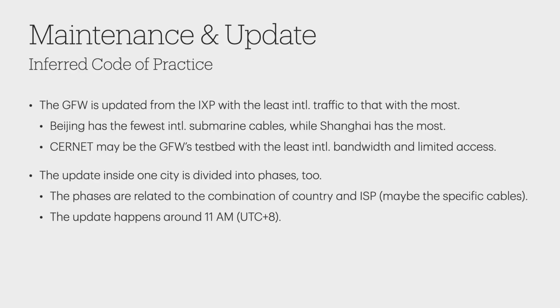From this process, we can infer how the Great Firewall performs maintenance. Firstly, the Great Firewall is updated from the city with the least international traffic to the city with the most international traffic. According to public data, Beijing has the fewest submarine cables, and was updated first. Shanghai has the most cables, and was updated last, in 2 days. As for Cernet, it may be the testbed of the Great Firewall. Its Great Firewall is known to be separately deployed, and it has the least international bandwidth and limited access.